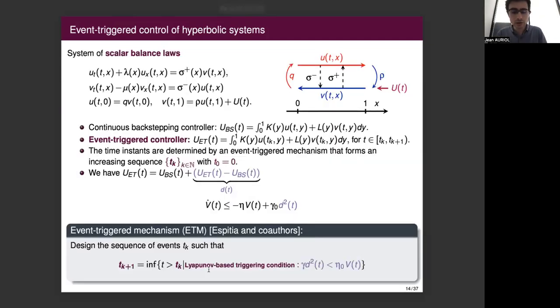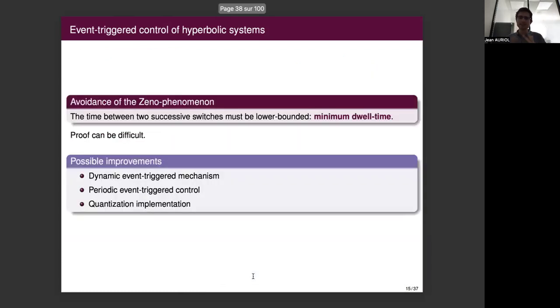Of course, you need to be sure that this sequence tk does not generate a Zeno phenomenon. So this can be technical to show, but if you have a look in the papers by Nicolas, for instance, you can show that it is lower bounded and that there is existence of a minimum dwell time. So the proof is technical. It's not the purpose of this presentation. I just wanted to show you how the ISS Lyapunov functional can be used to show the stability of the closed-loop system. And moreover, this controller can be improved using a dynamic event-trigger mechanism or even periodic event-trigger control and event quantization implementation. But this is not the purpose of this talk.